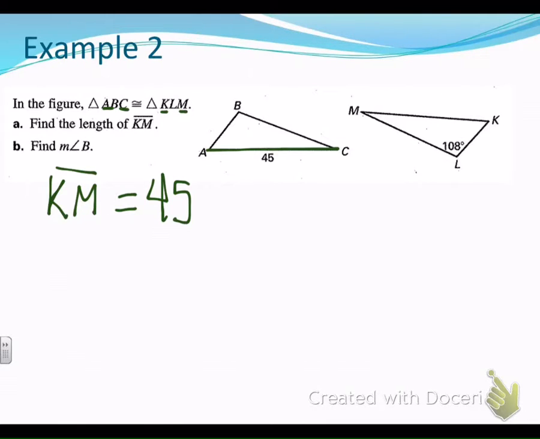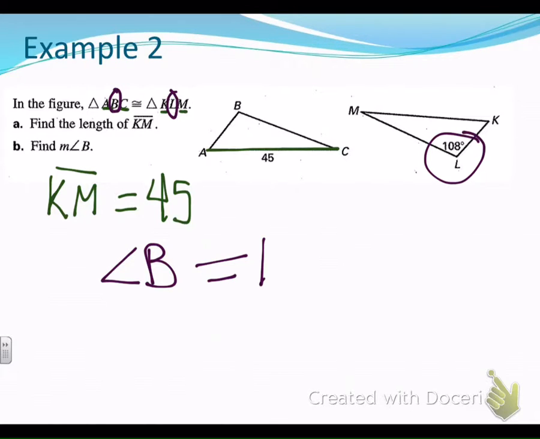Then, the measure of angle B. Well, B is listed second. L is listed second. L we are given, so angle B is equal to 108 degrees.